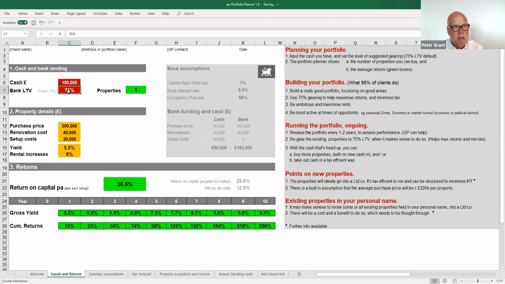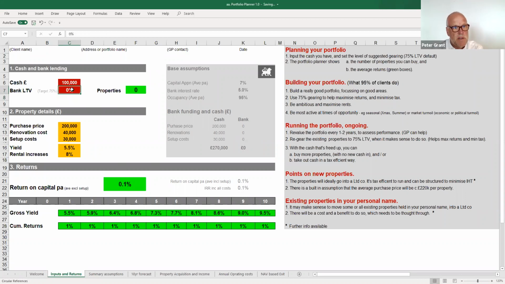If your bank LTV is, and your returns are still 36.6% in this example here, if your LTV, however, is 0, then you're clearly not going to be buying many properties, precisely 0, and your returns are effectively 0.